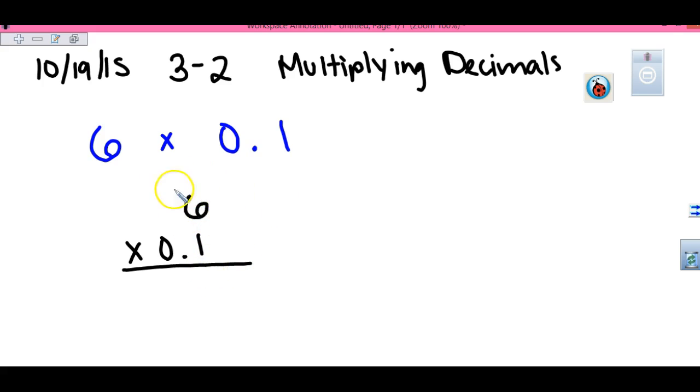But we need to know how many decimal places in each of these. So how many decimal places with the 6? 0. 0 decimal places. How many decimal places in 0.1? 1 decimal place, right here.